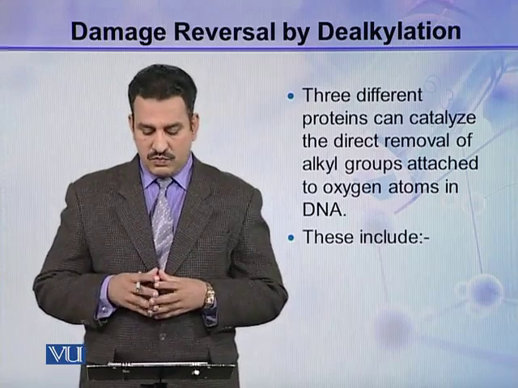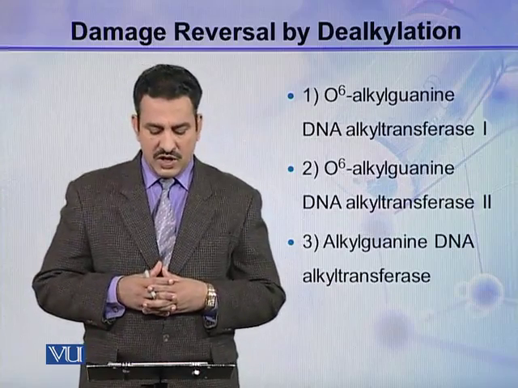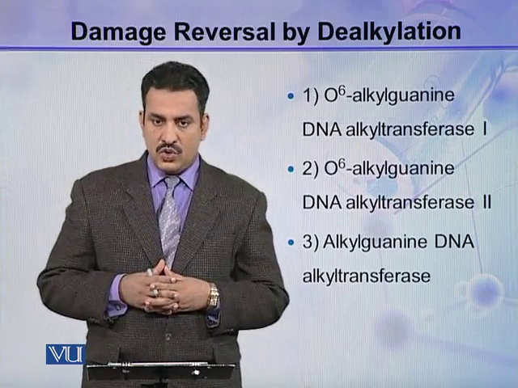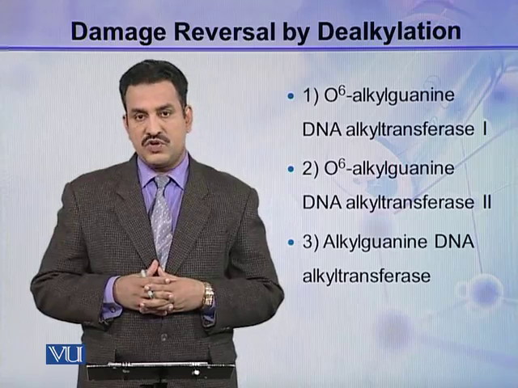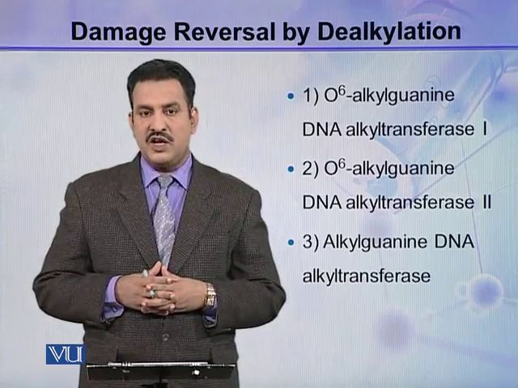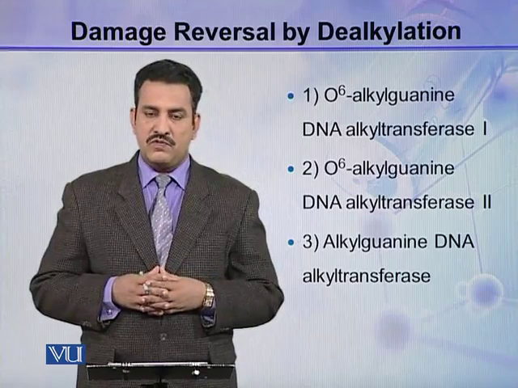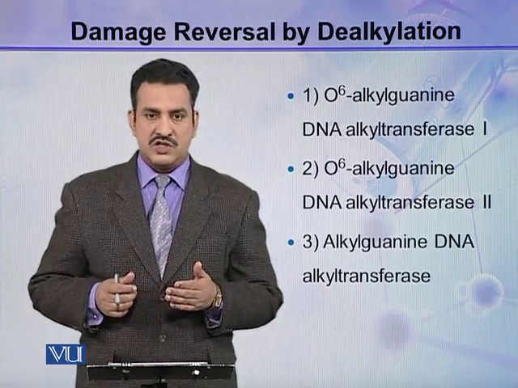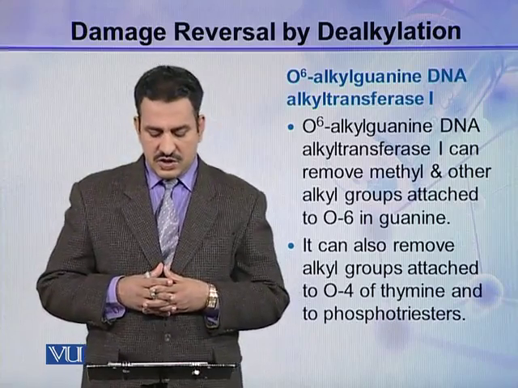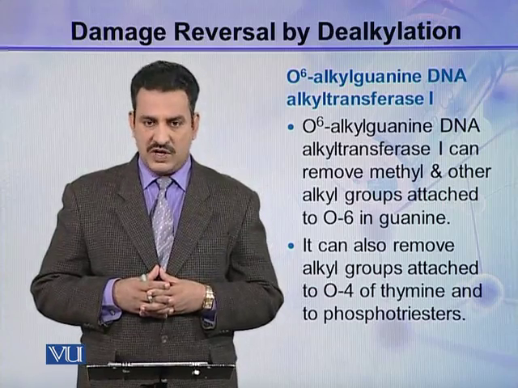So these three types of proteins include O6 alkyl guanine DNA alkyl transferase 1, O6 alkyl guanine DNA alkyl transferase 2, and the third one is alkyl guanine DNA alkyl transferase. So these three enzymes or proteins are involved in these de-alkylation reactions. So first is the O6 alkyl guanine DNA alkyl transferase 1.